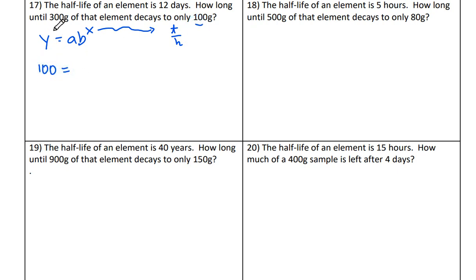We start off with 300 grams. Our rate is 0.5. And we want to know how long this takes. Now, 0.5, I can't multiply these because this is in exponents. Exponents first, order of operations. But I could divide by the 300, so I will.